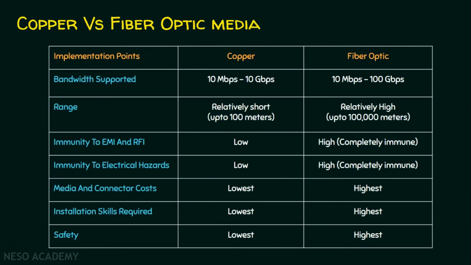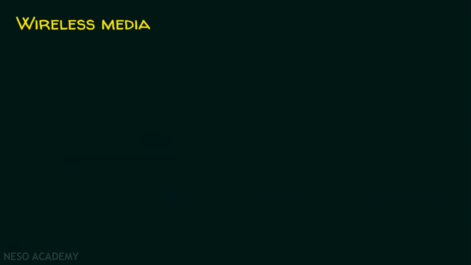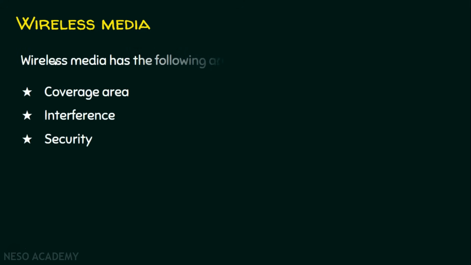So far we have dealt with the wired media. We will move on to the wireless media. In wireless media, we know that the data is transmitted in the form of waves and air is going to be the transmission medium. But there are always some drawbacks with the wireless medium. We will see what are the factors or the drawbacks of the wireless media.